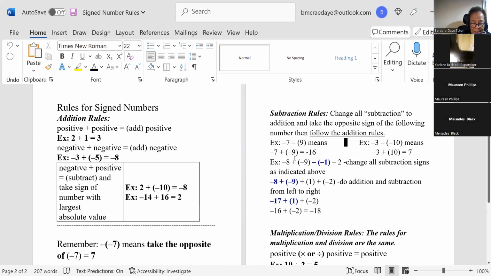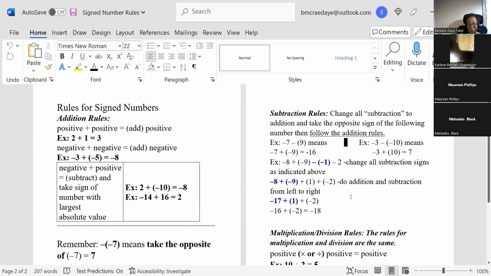Now, here's another example. Minus 8 plus a minus 9 minus a minus 1 minus 2. That minus right there is a subtraction, right? So that's a subtraction and that's a subtraction. So minus 8 plus minus 9 stays the same because that's an addition, but this minus changes to a plus, and this minus changes to a plus.